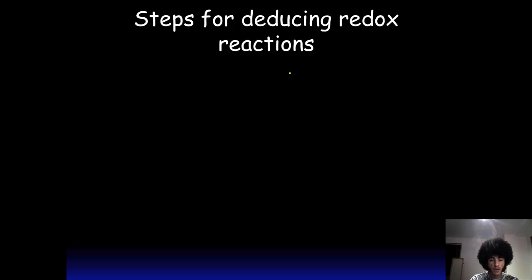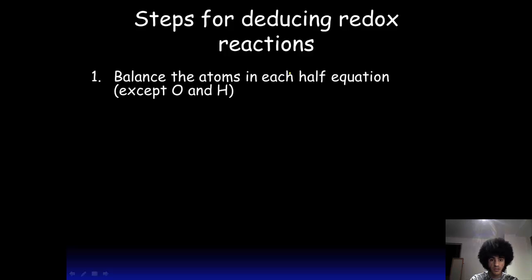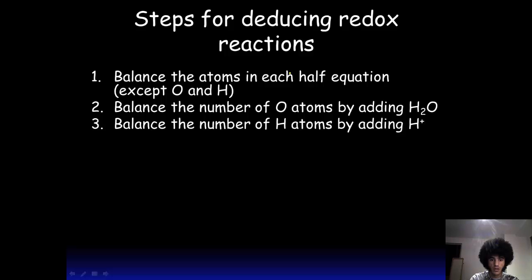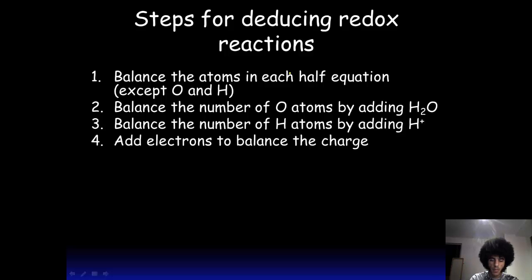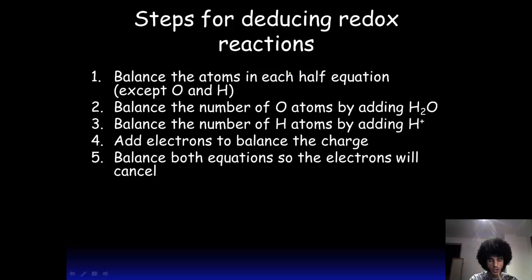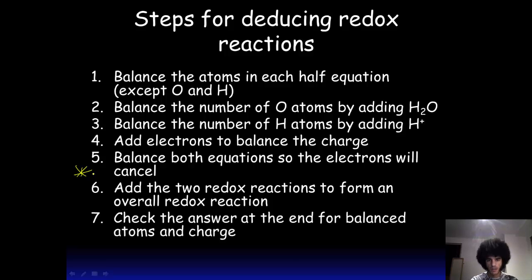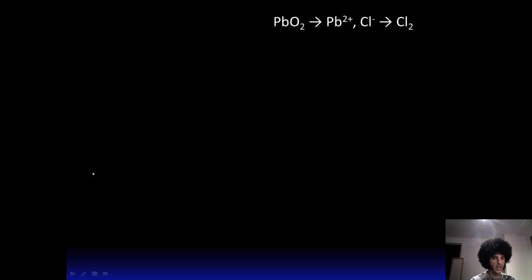Now the steps for doing this are very similar to what we've done before. In fact, the first few steps are exactly the same. For those individual half equations, you have to balance the atoms, then the oxygen, then the hydrogen. You then have to add electrons to balance the charge, just like before. Now there's one extra step you've got to do. Once you've got those 2 equations, you then have to balance both equations so the electrons will cancel, and I'll bring this up a little bit later on because it's such an important step. Finally, I have to add the 2 redox reactions together to form an overall redox reaction, and then I check my answer.